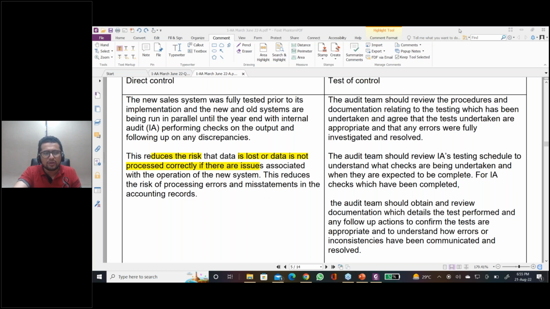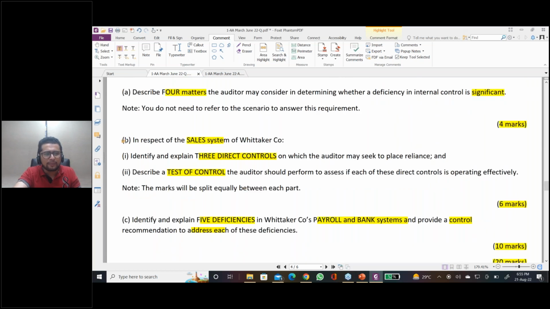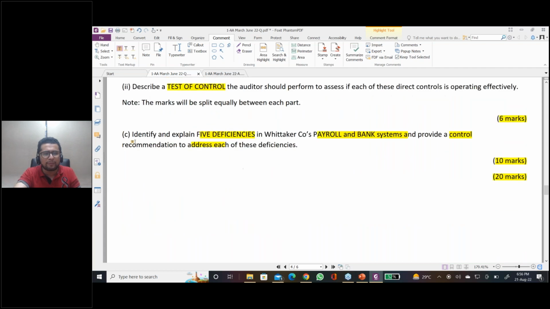That's great. Now back to the exam requirement. Sorry, not part B, it's about part C. Now you have to identify and explain not 1, not 2, but 5 deficiencies. But which system are we talking about here? Well, we did the sales system, but now it's about the payroll and the bank system.